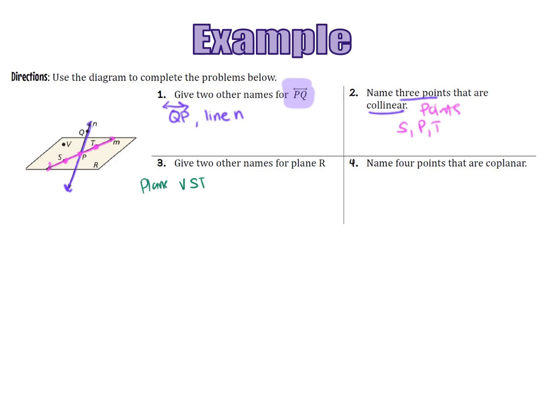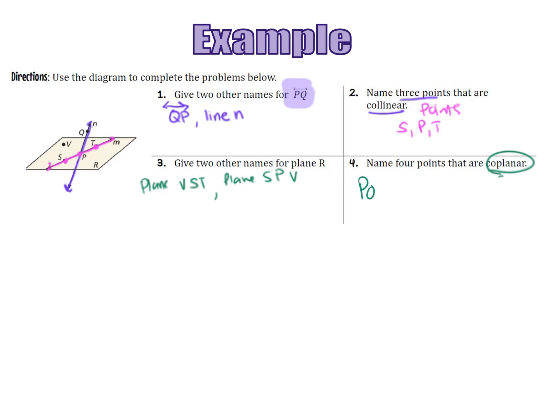We could call the plane SPV. Any 3 points that are on that plane, preferably 3 points that are not on the same line, because that would be more defining the plane. And then lastly, name 4 points that are coplanar, so that are in the same plane.